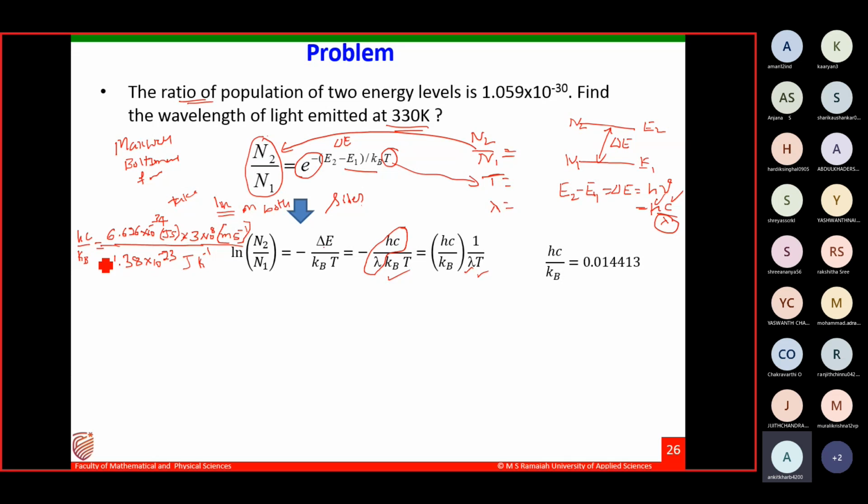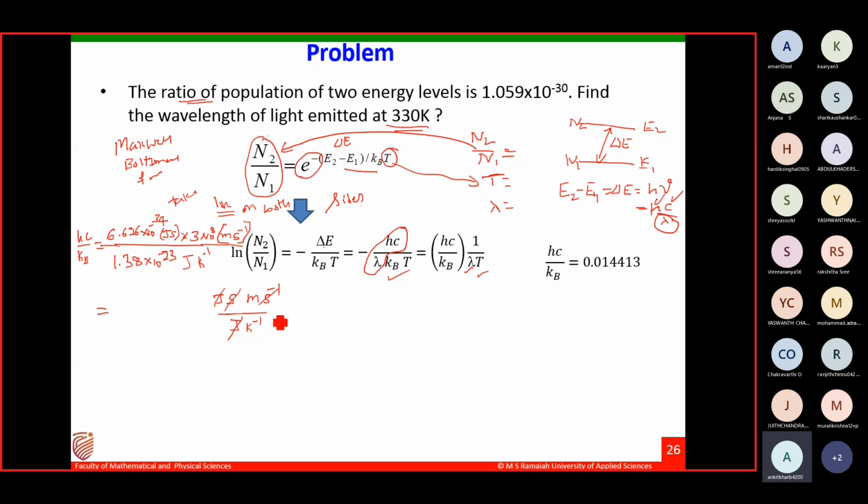Okay, and then hc by kT. Now let us take out c here. Dimensionally, let me write it. Joule second, meter per second, denominator again joule per Kelvin. Joule and joule get cancelled with each other. Second and second inverse cancel with each other.